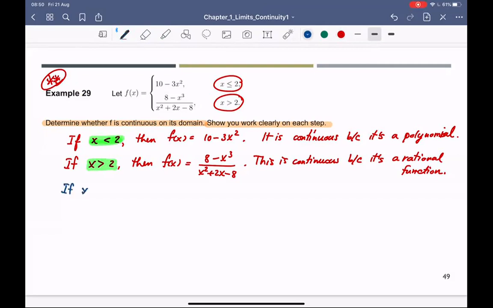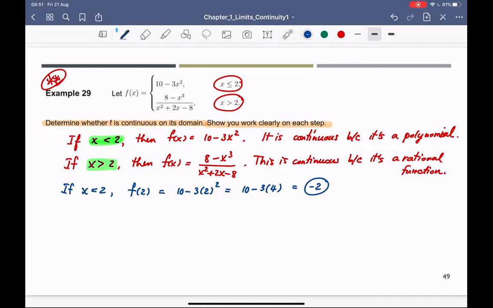So if x equals 2, what happened when x equals 2? You can compute f(2), and f(2) is going to be 10 minus 3 times 2 squared, which is 10 minus 3 times 4, which is negative 2. So you have this thing, and then after that you need to compute the limit when x goes to 2. So let's see if you can do this.